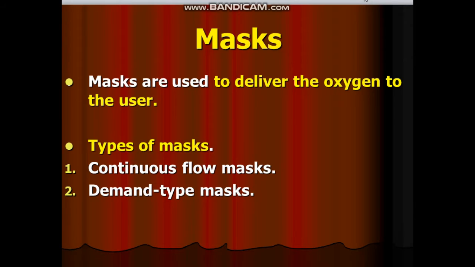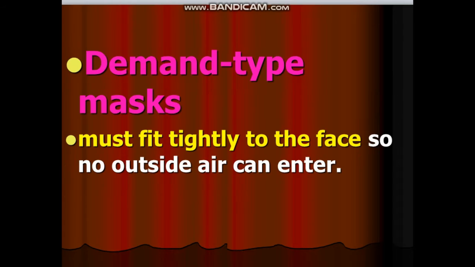Today we will talk about masks. The mask is a component of the oxygen system of the aircraft. Masks are used to deliver oxygen to the user. The types of masks: continuous flow mask and demand type mask. Demand type mask must fit tightly to the face so no outside air can enter.